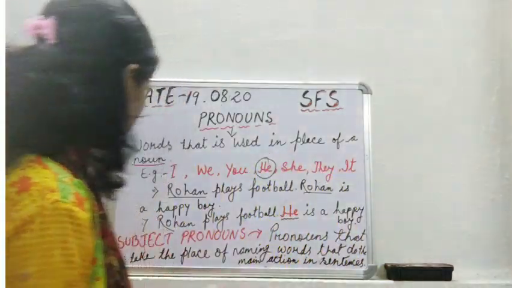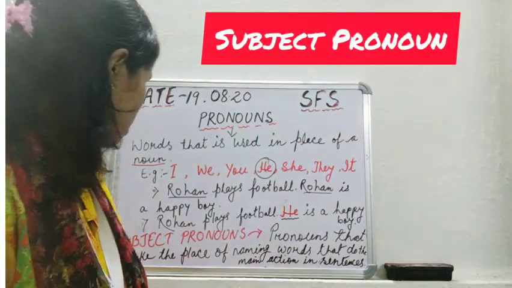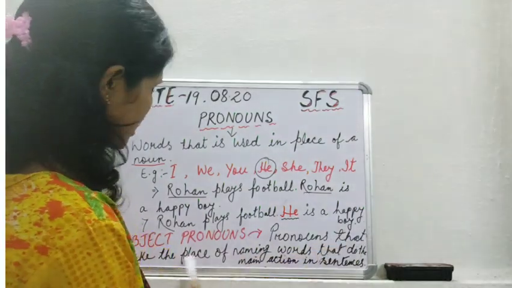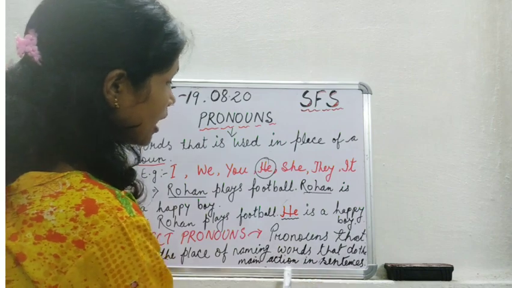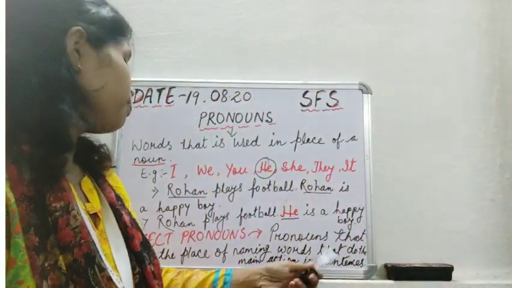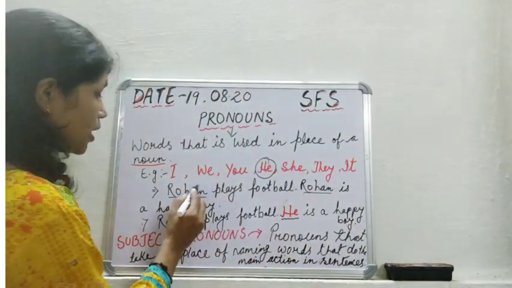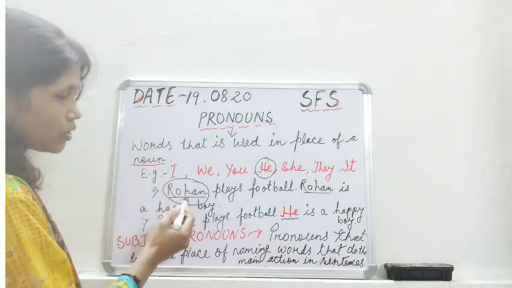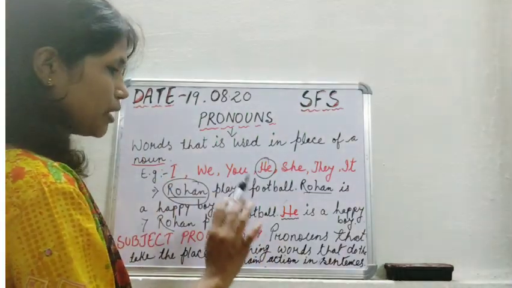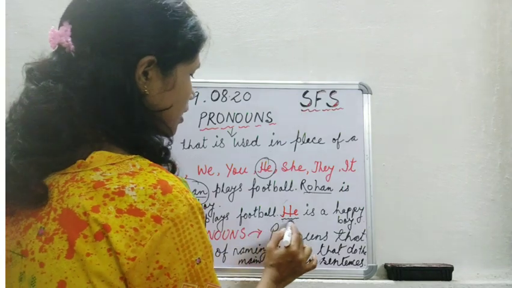So dear students, wherever there is a repetition of naming words, we use pronouns. So let us see in the book. Now before that, let us see what we mean by subject pronouns. Subject pronouns are pronouns that take the place of naming words that do the main action in sentences. So subject pronouns are the pronouns that take the place of naming words like Rohan. Rohan is the naming word in the sentence. So in the place of Rohan, the subject pronoun he takes the place. So now it is the subject pronoun.